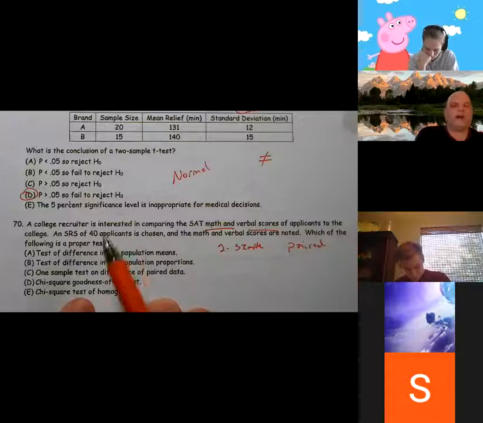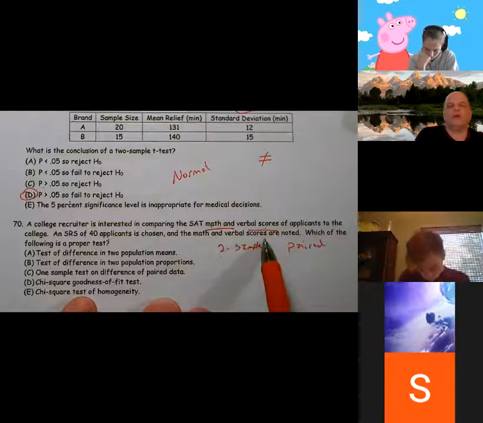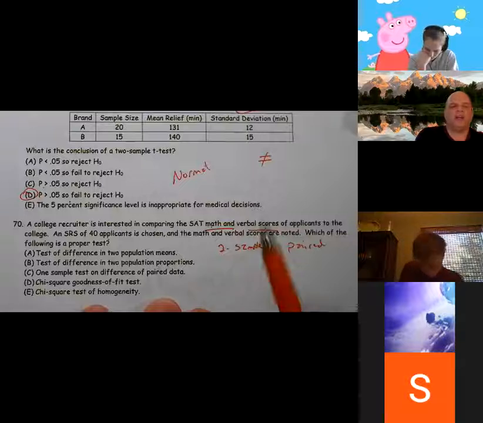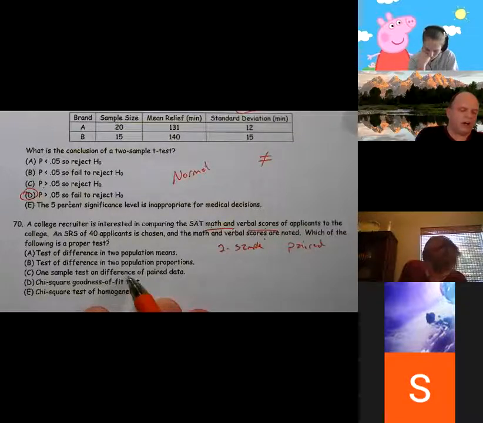Well, I know that I have 40 applicants and I have their math and their verbal score. So essentially they were tested twice. And since they were tested twice, this is going to make this a paired test. So one sample test on the difference of paired data.